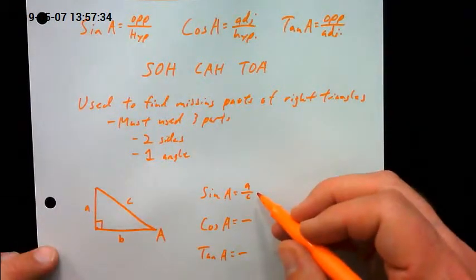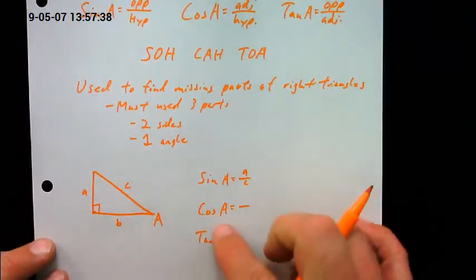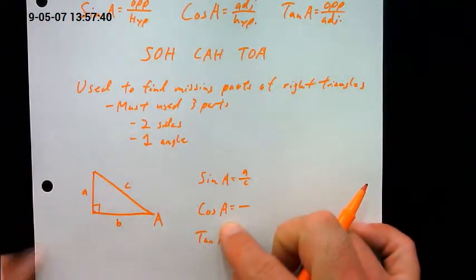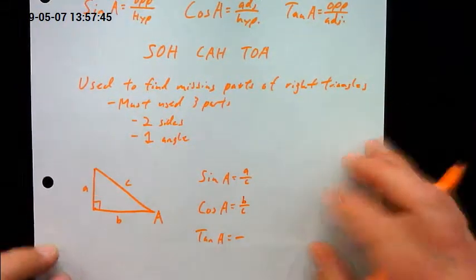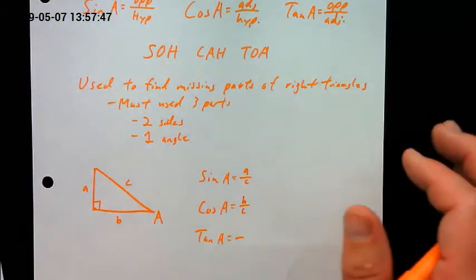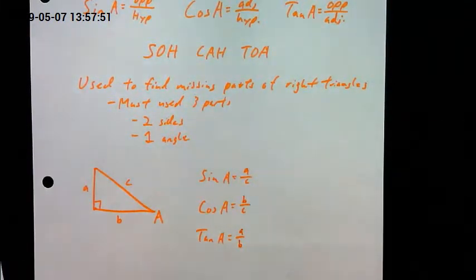All right. So A over C, which is, again, opposite over hypotenuse. Cosine of A, which is B over C, adjacent over hypotenuse. Again, adjacent is the one that's next to. And then tangent of A is A over B, opposite over adjacent.